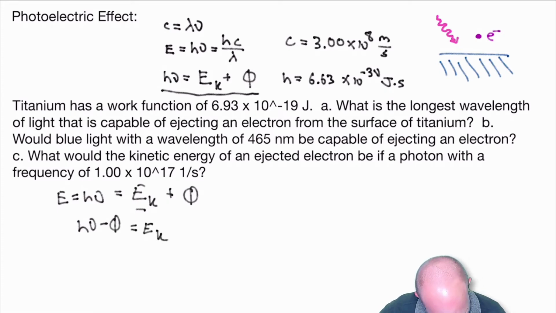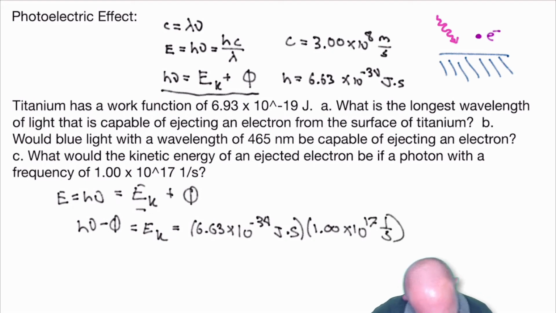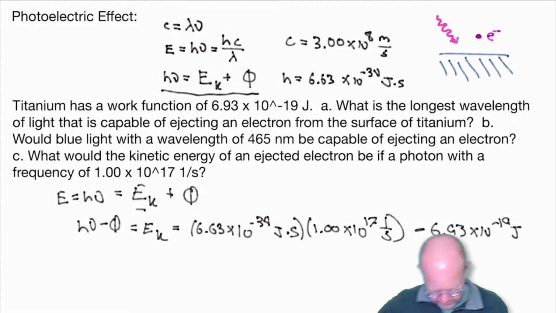And let's just plug some numbers in here. So we have 6.63 times 10 to the minus 34 joule seconds, times this frequency, which is 1.00 times 10 to the 17th per second. And we're going to subtract from it the work function, which is given in the question, 6.93 times 10 to the minus 19th joules. And notice the units again. The seconds part of this first term cancel with the seconds there, and we're left with joules, as we must.